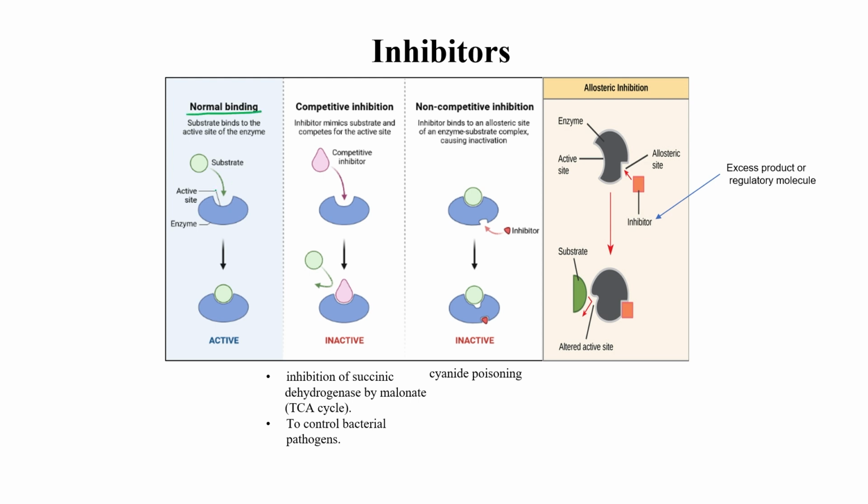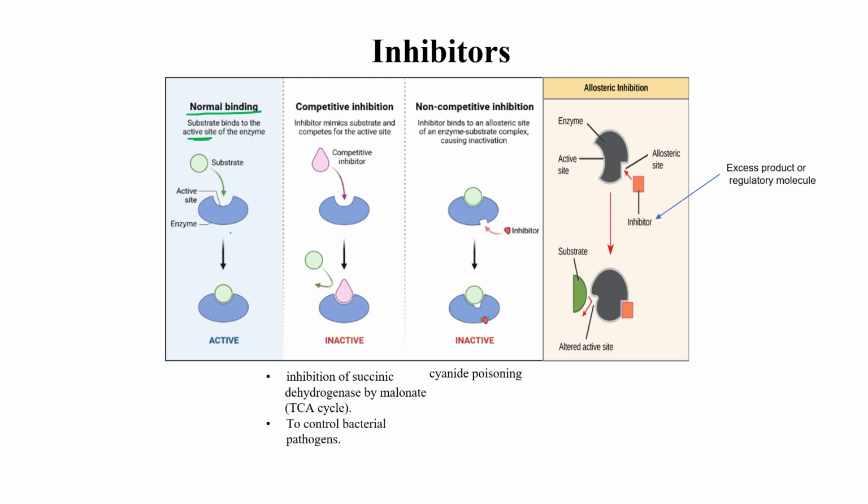As we have already discussed, an enzyme has an active site. But an enzyme does not have only a single site. Another site is also there, which is known as the allosteric site. Normally, the substrate comes and binds to the catalytic site, which is the active site, right?